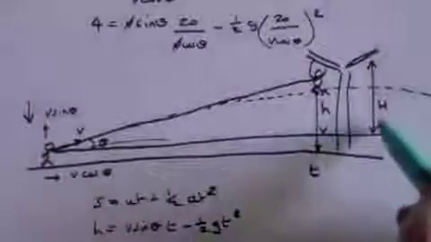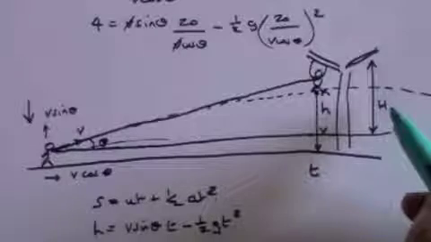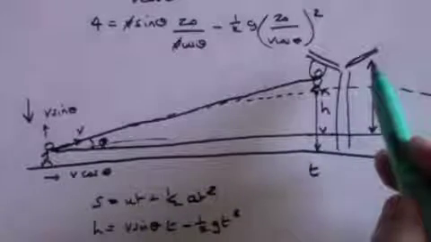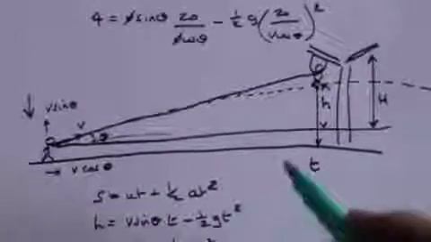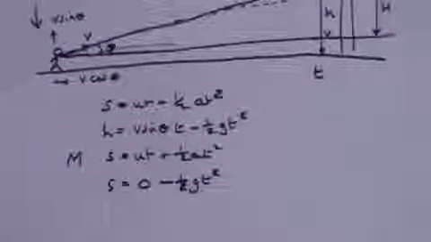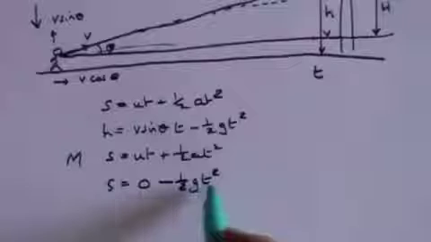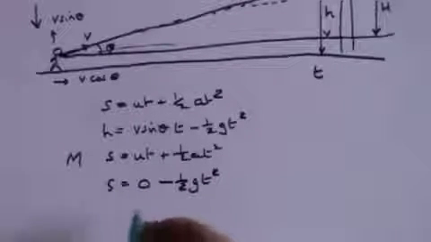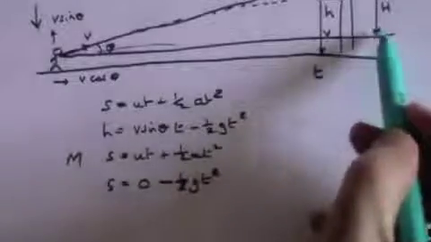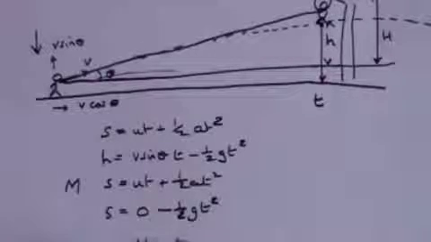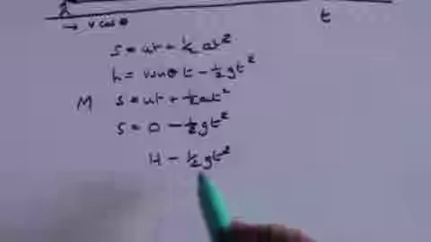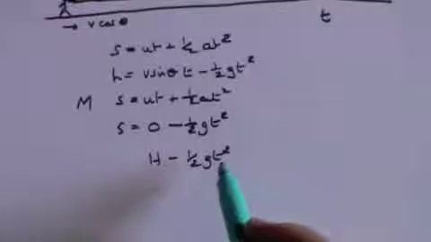And since the monkey started off a total distance of capital H above this line, if the monkey falls by minus half gt squared, then the actual height above the line here that the monkey has fallen to is going to be H minus half gt squared, because capital H was the original height and the monkey has fallen minus half gt squared. So it's H minus half gt squared.